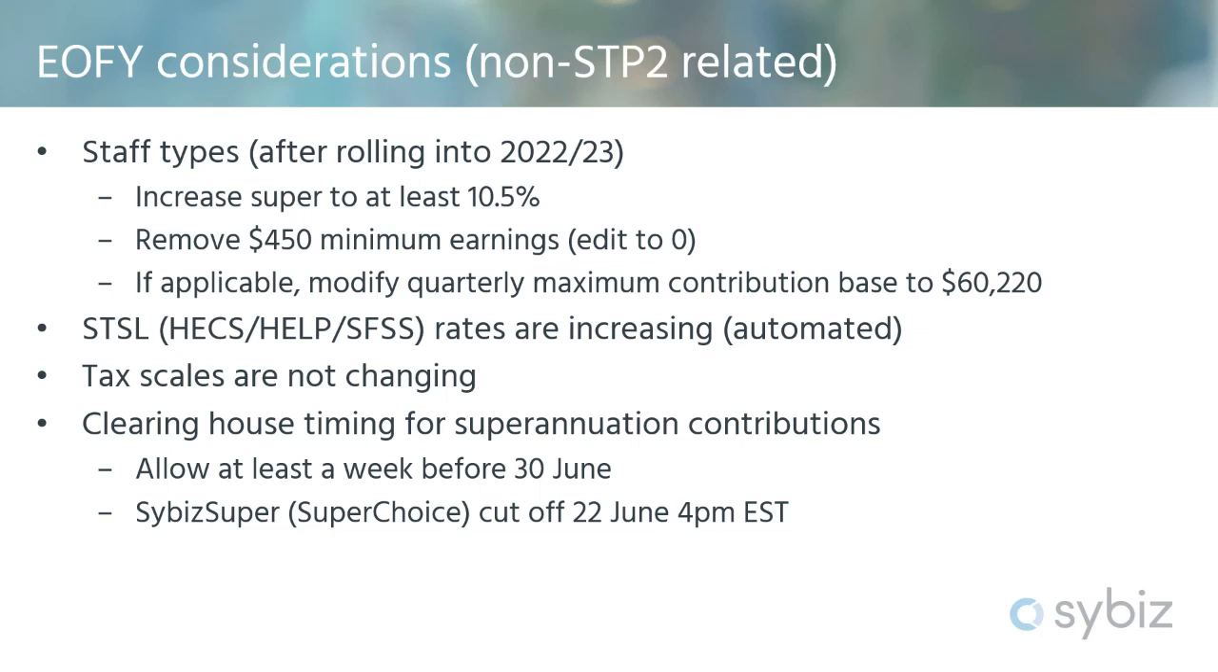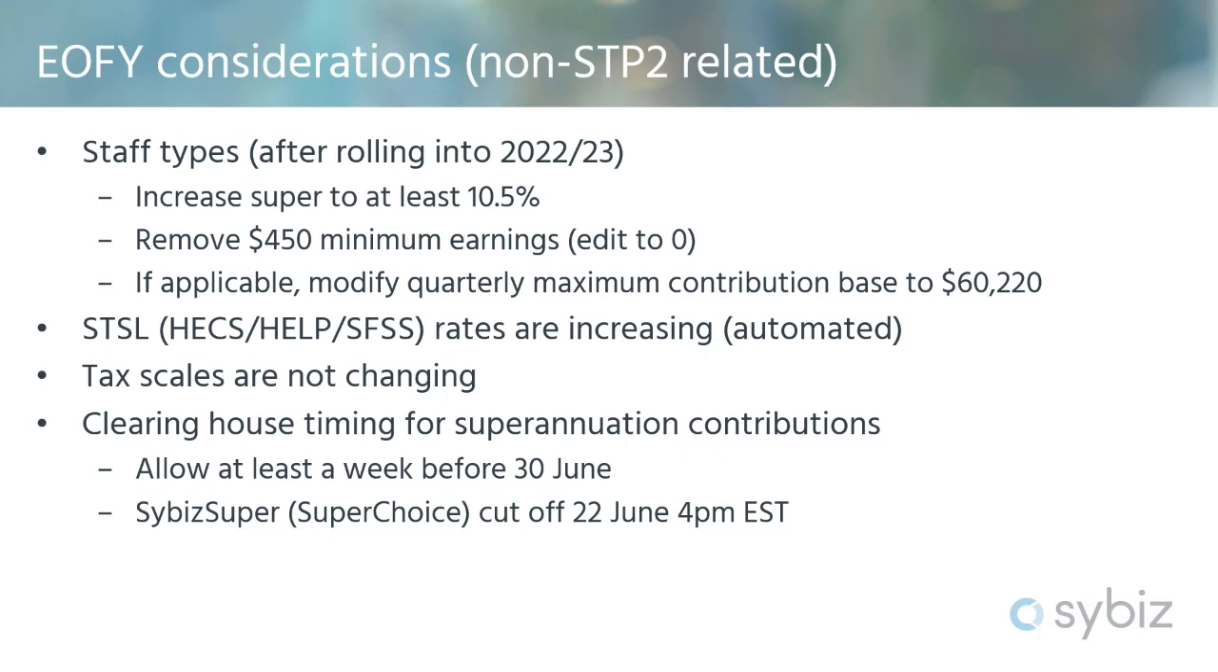And just a couple other things, we are a little bit concerned that because there's so much going on in terms of STP2 that it may be quite easy to neglect some things that are relevant to the 22-23 financial year. So as we should be aware now, the super is increasing on a yearly basis until it gets to 12%. And so essentially after rolling into the 22-23 financial year, you have to increase your super to at least 10.5% on the staff types. And I say at least 10.5 because some employers will be paying more than the legislated amount in terms of the percentage. So just be wary of that.